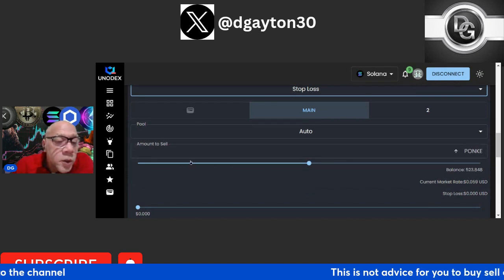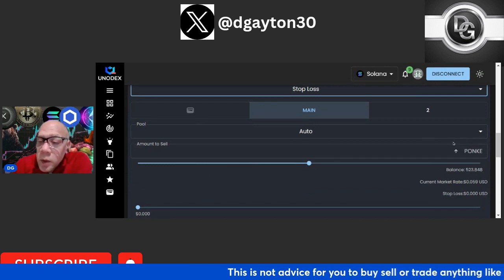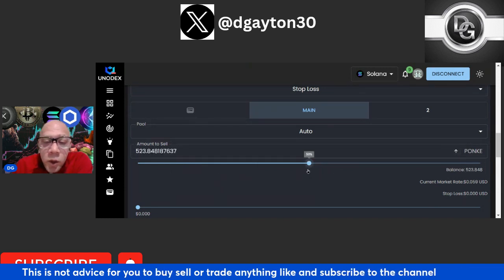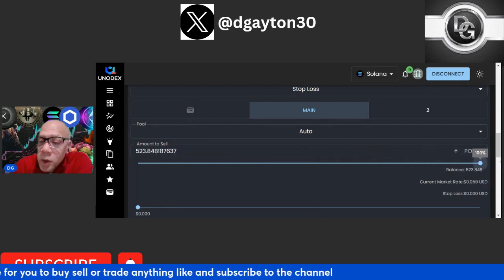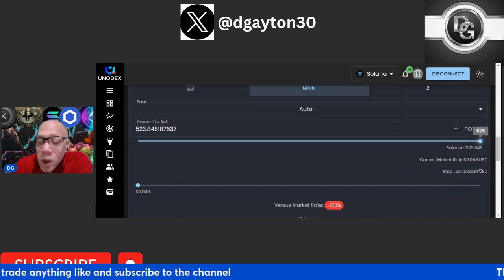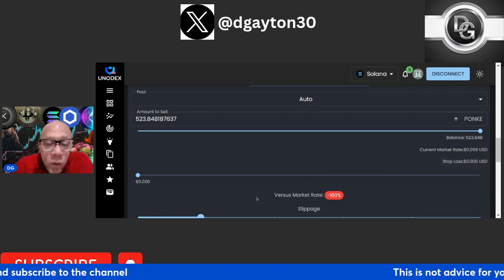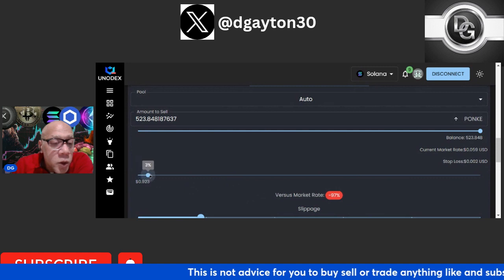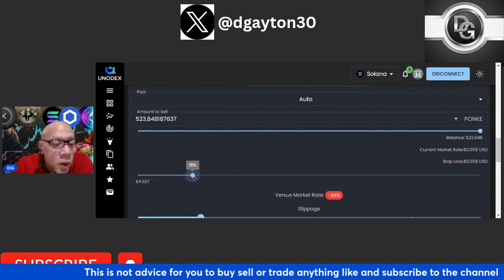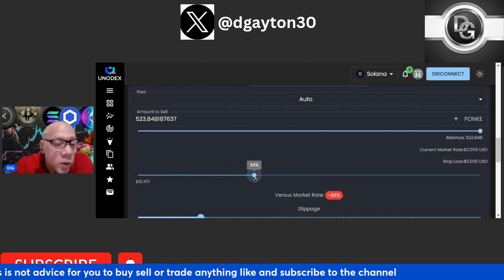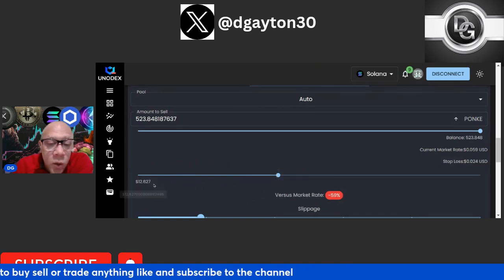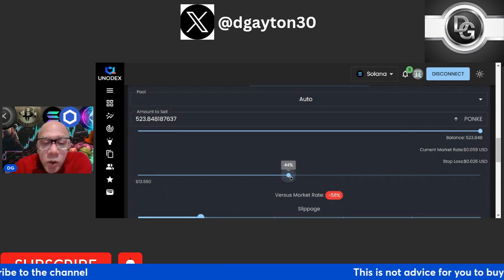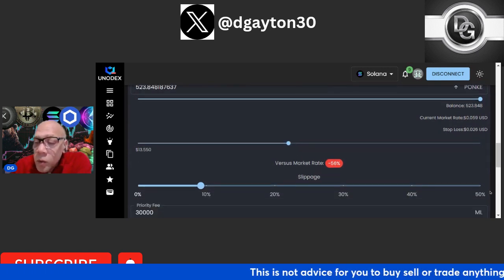So we're going to say the amount to sell. Let's say we're going to sell 100%. You hit this little up arrow, it's going to give you all of the tokens in your wallet, and you move that over to 100%. Then we're going to say that if the price drops below a certain amount, say if it drops below $10 of where we're currently at, right?